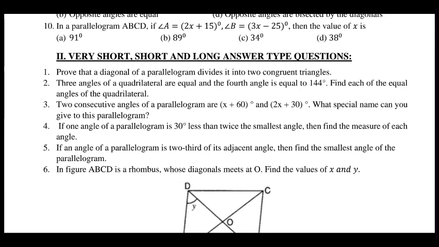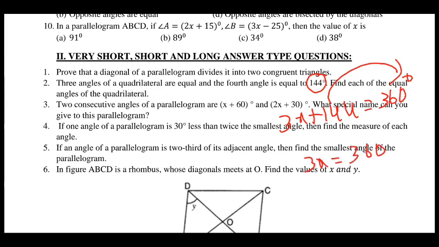3x is equal to 360 minus 144. What is 360 minus 144? It is 216, right? Okay, you have to see this properly. See, what did I tell you? 3x plus 144 equals 360, correct? So what you have to do is send 144 to the other side. Then 3x is equal to 360 minus 144, which gives you 216. So 3x is equal to 216.